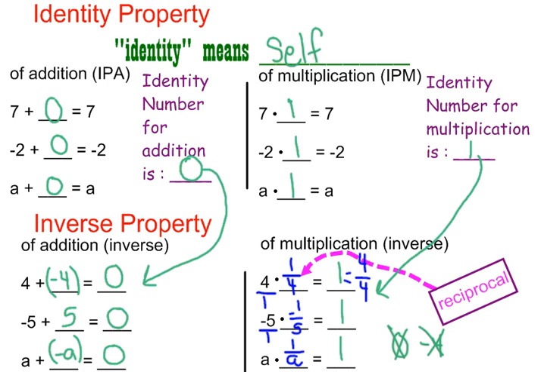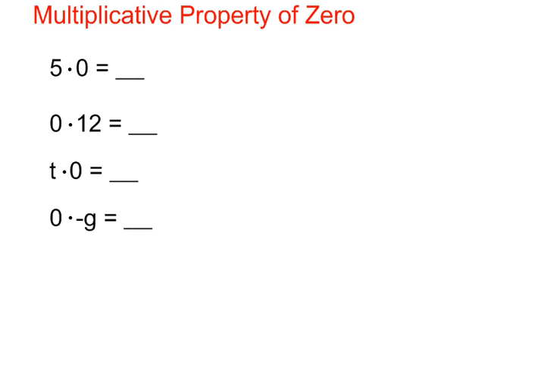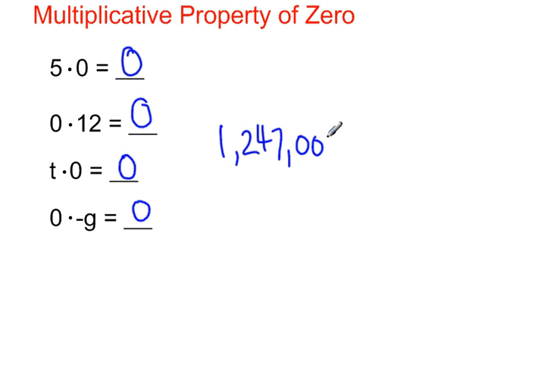The last property that we have to look at for today is the multiplicative property of 0. And this is probably the easiest one of all. What's 5 times 0? 0. What's 0 times 12? 0. What is t times 0? 0. And what is 0 times negative g? 0. There's no such thing as negative 0. So I could take any number. Doesn't matter how big or small. If I multiply by 0, what will my answer always be? 0.